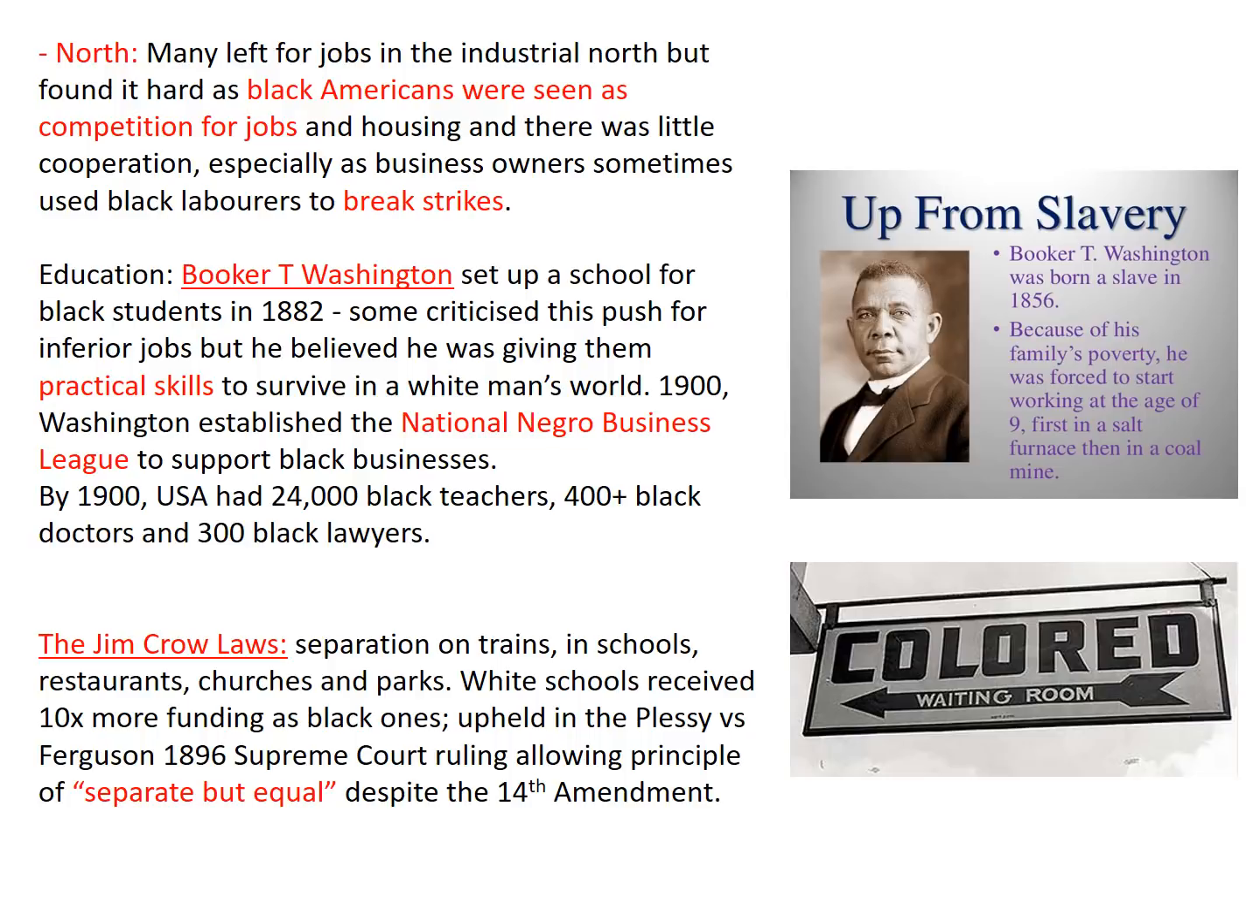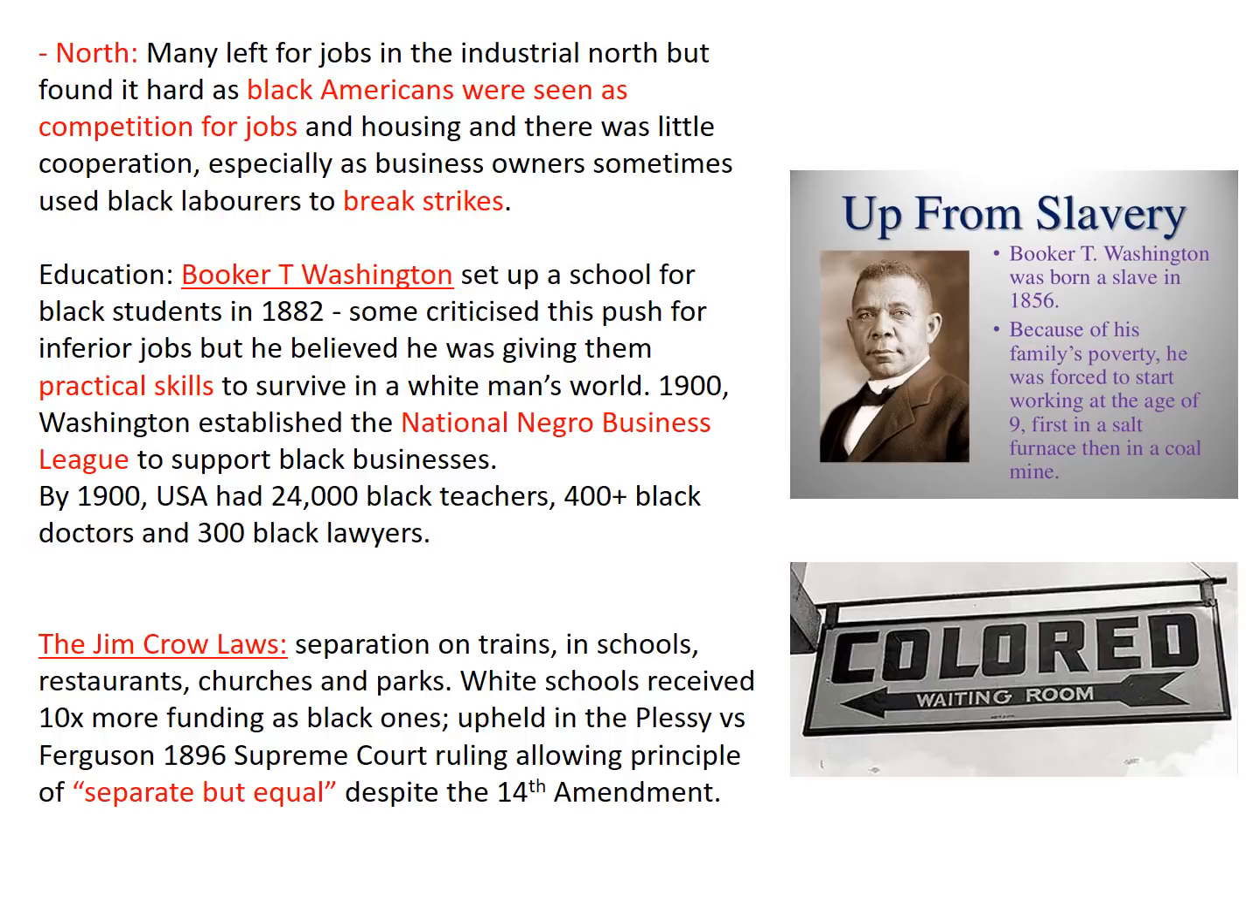Booker T. Washington set up a school. It's a difficult one, this, because the school focused on practical skills, which some say was lowering the standards for African Americans. But he also sets up the National Negro Business League, and as a result, black businesses are supported. 24,000 black teachers, 400 doctors, 300 black lawyers.